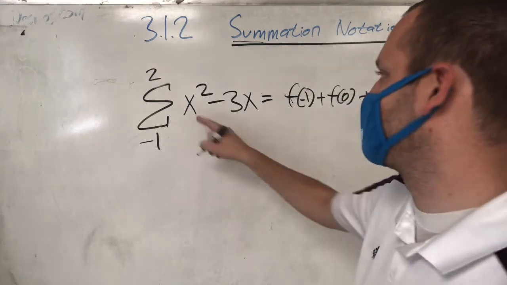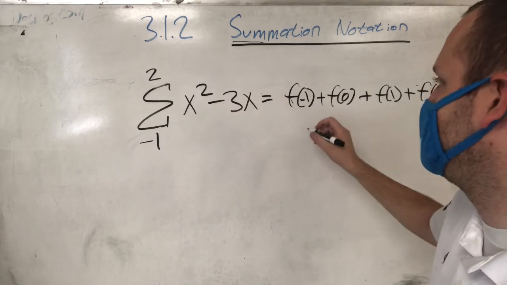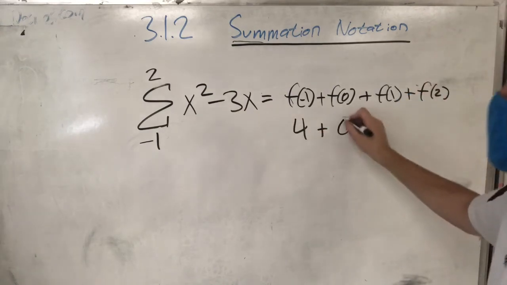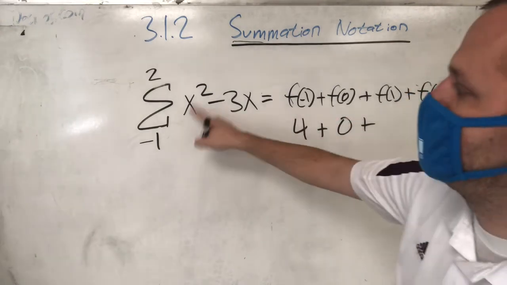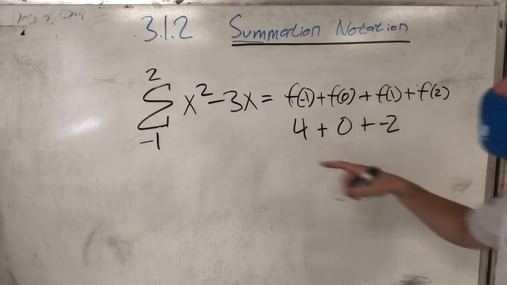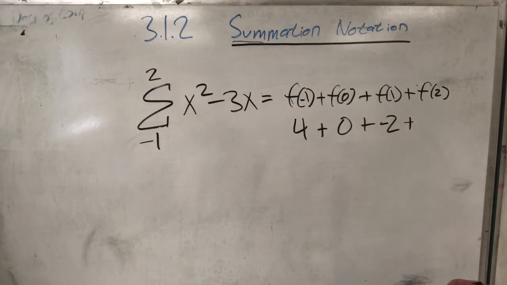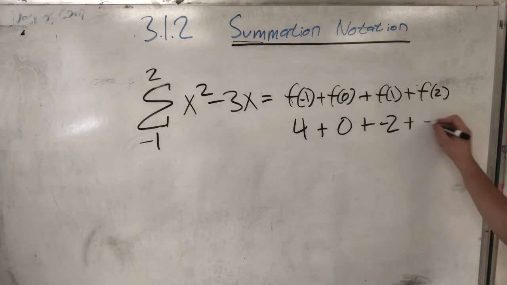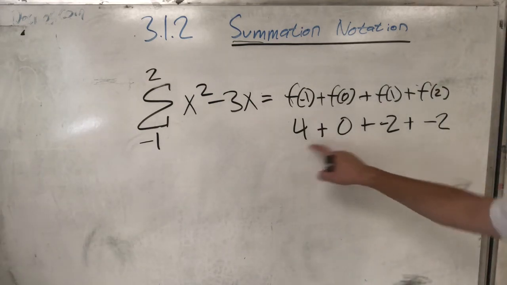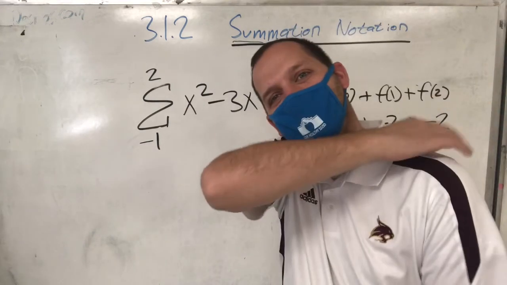f of -1, we're going to plug in -1. It's 1 plus 3 is 4. Plug in 0, well, that's 0. Plug in 1, 1 minus 3. What's 1 minus 3? It's -2. Plug in 2. 4 minus 6 is -2. Okay, so we got -2, we got -2, we got 4. What do those all add up to? 0. If you got 0 for your answer, give yourself a pat on the back.